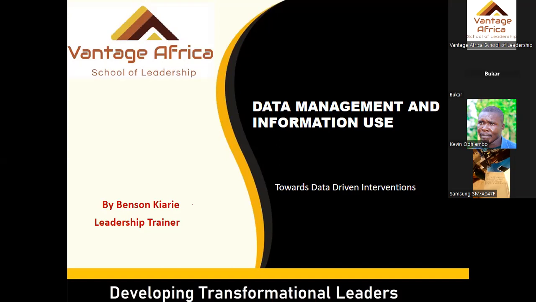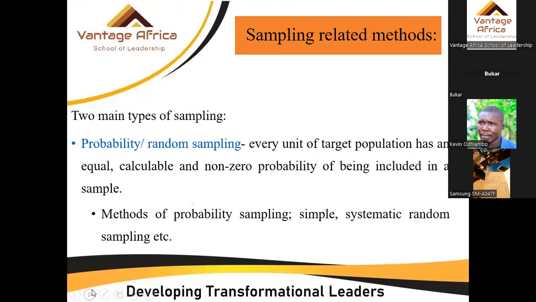So, what are some of the methods that you can use as an M&E professional to do sampling? This is what I want to talk about in the next few minutes. We have two main types of sampling. The first one is probability or random sampling, which is the most acceptable form of sampling. In this category, every unit of the target population has an equal, calculable, non-zero probability of being included in a sample. The methods here include simple, systematic, and random sampling, and we're going to be looking at that.